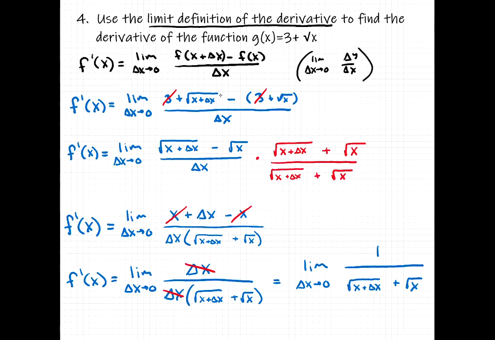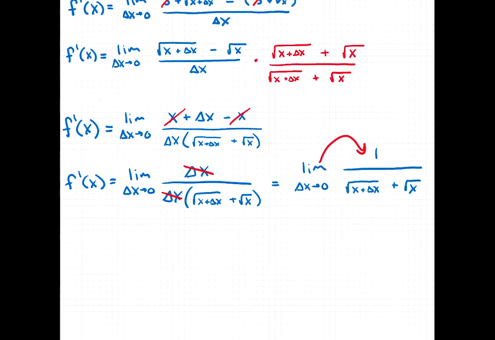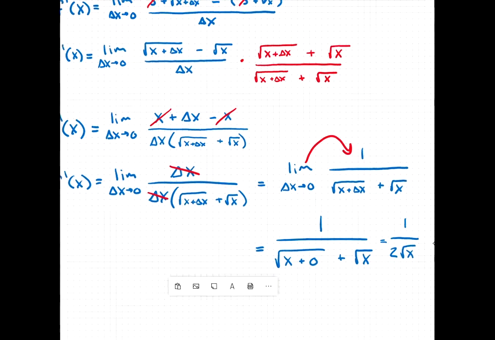Now we're at a step where we could finally do some calculus. It's been all algebra up to this point. Now we can evaluate the limit. Now we can plug in 0 for delta x. Okay, so that's 1 over the square root of x plus 0 plus the square root of x, or simply 1 over 2 times the square root of x.